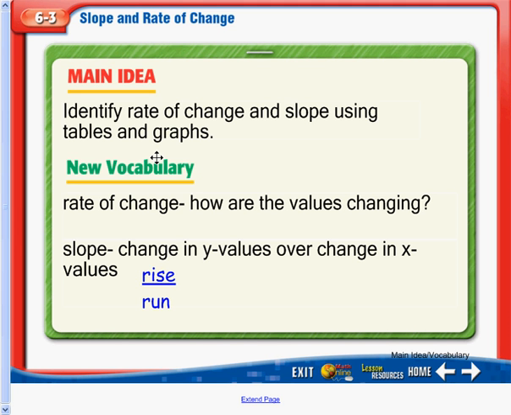Rate of change is something that describes how one quantity changes in relation to another. Just like rate was a ratio comparing two different quantities to each other, rate of change is very similar. Slope is the change in y values over the change in x values. So we want to think about this as rise over run.